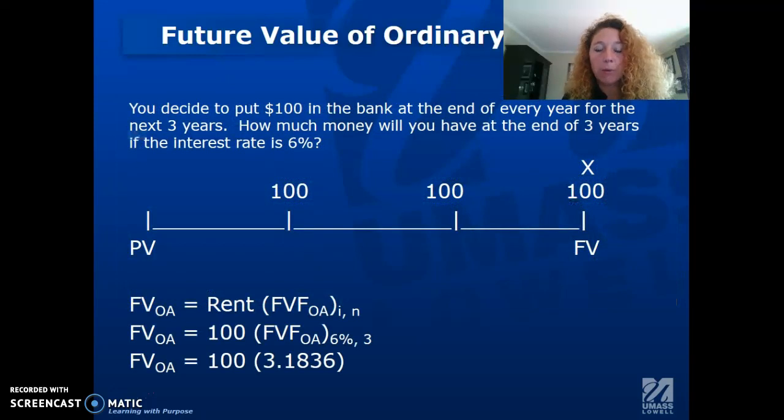So we can now put the 3.1836 into our formula, multiply it by $100, so you get $318.36. So this makes sense, right? If I put $100 in the bank 3 times, and there's interest, then I'll have the $300 plus I'll have the interest of $18.36. There's nothing magical here, right?